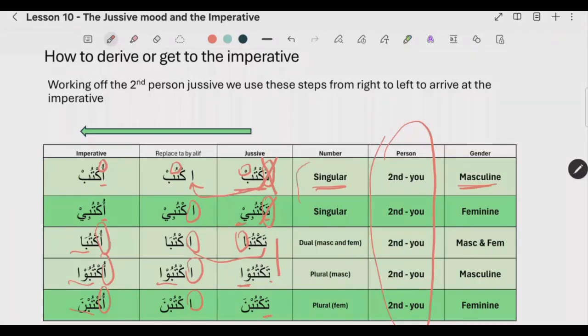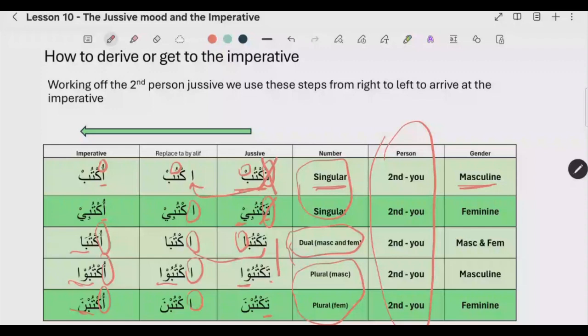So these were the two singulars. These were the duals, masculine and feminine being the same. And in the plural form, again, you have the waw alif for the masculine and then the feminine plural.